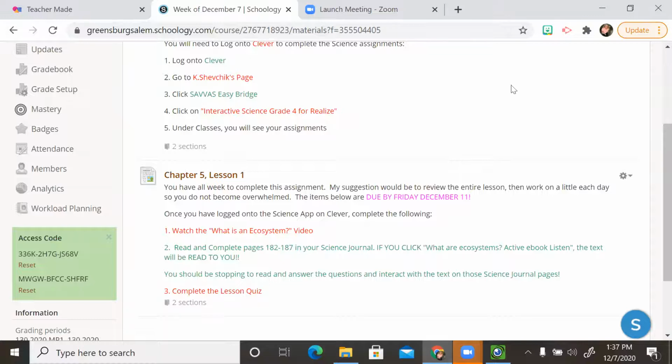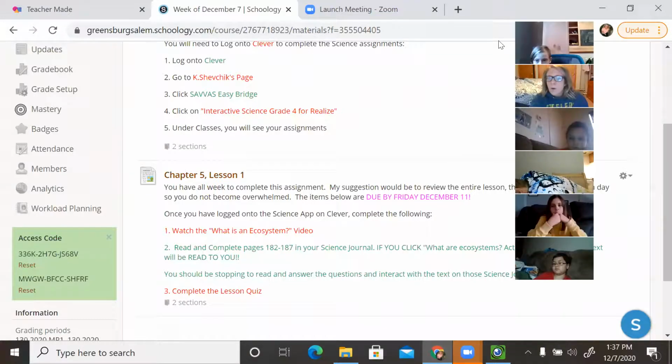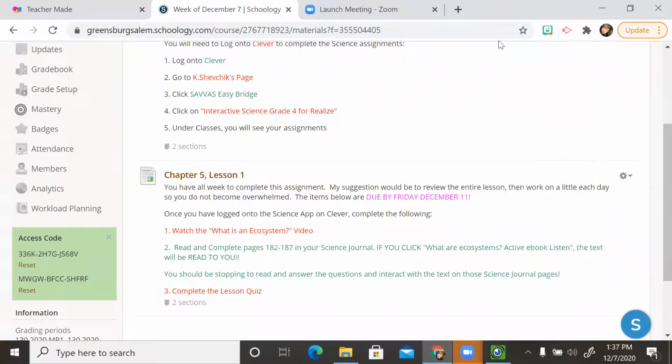When are these items due? Who can tell me? Tessa, when is science due? Friday, December 11th. How did you know that, Tessa? Because it was in pink. Yeah, look, it says right there. I even put it in pink to stand out for you.